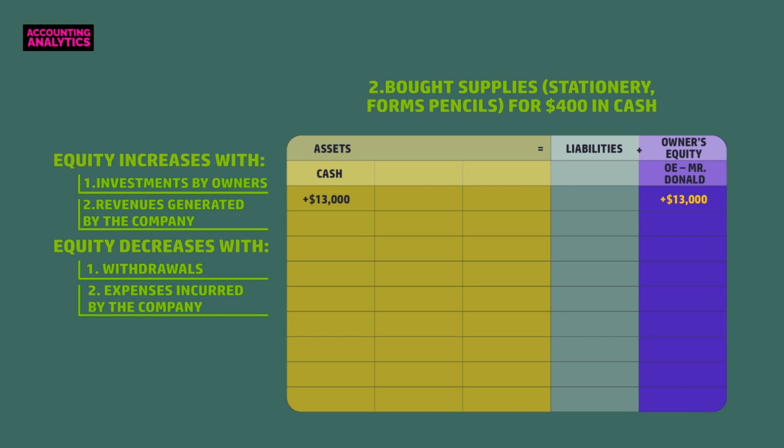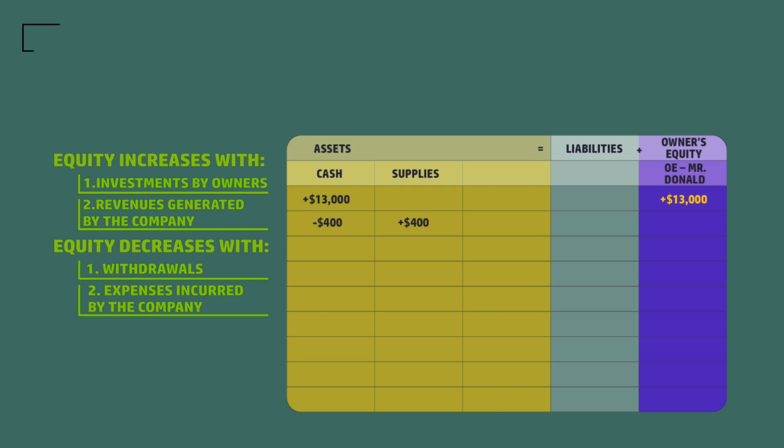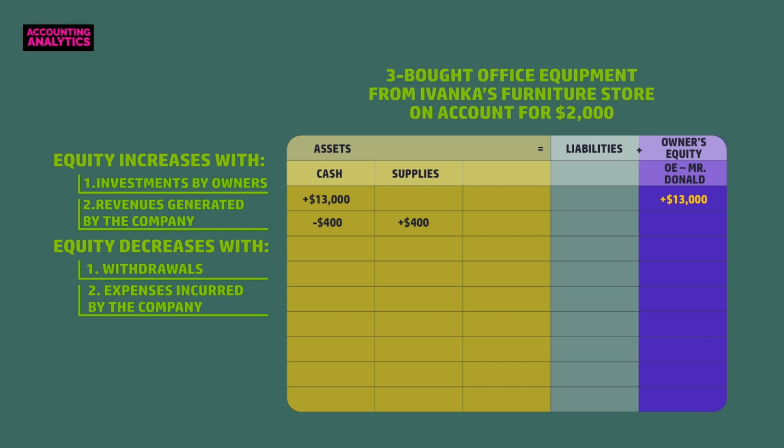Number two, bought supplies for $400 in cash. When we buy an asset for cash, we are just exchanging one form of an asset with another. So here the cash balance is reduced by $400 and we create another asset account called supplies and we increase it by $400. Number three, bought office equipment from Ivanka's furniture store on account for $2,000.